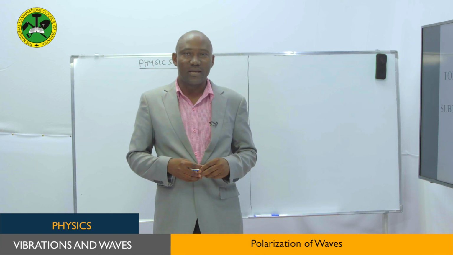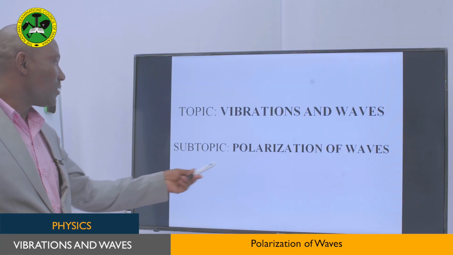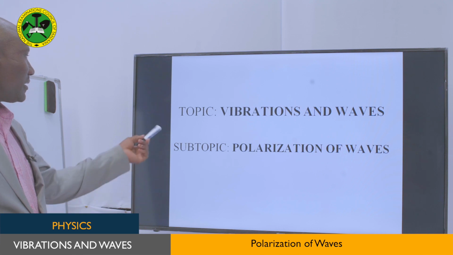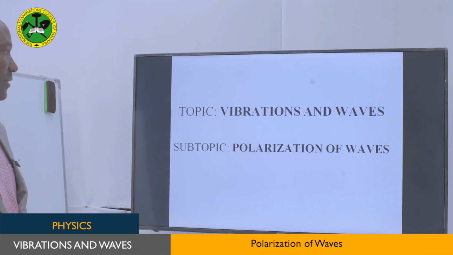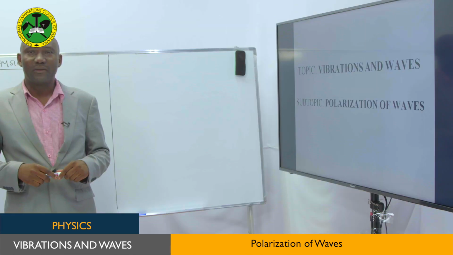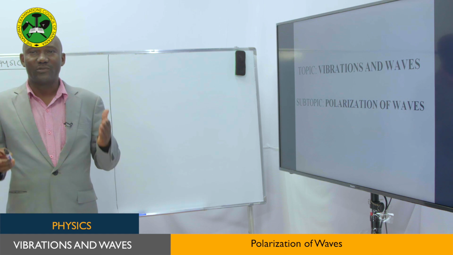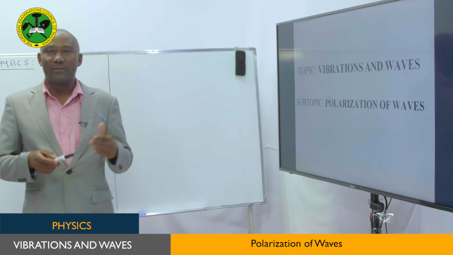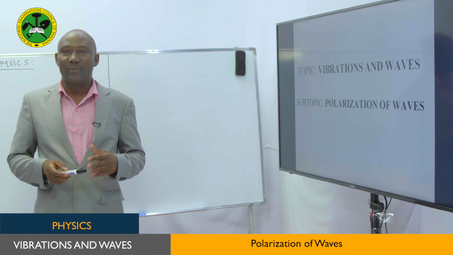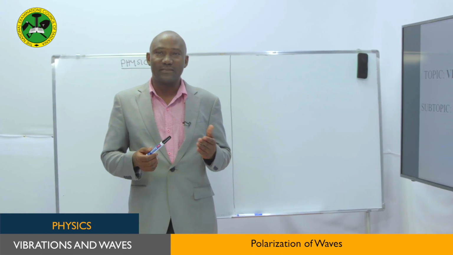It's Darasa Online. And today's discussion will talk about the polarization of waves. This is a subtopic in vibrations and waves. And if you remember, in your previous discussion, we talked about the methods of producing polarized light, which were: first, by polaroids; second, by reflection; third, by double refraction; and fourth, by scattering.